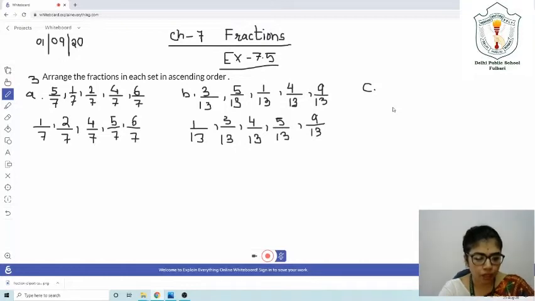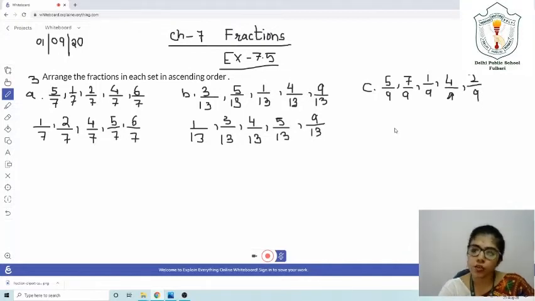C. What is C? The last one, that is 5/9, 7/9, 1/9, 4/9, and the last one is 2/9. So let us start.